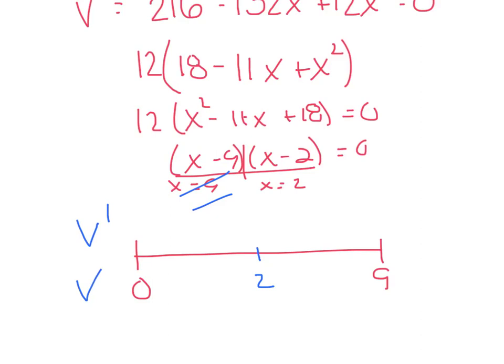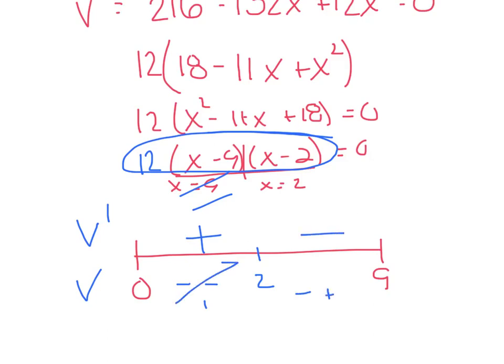V prime and V. And this is where I'm plugging mine into this nice cleaned up version there. Oops, I should have my 12 out front still. If I plug a 1 in, 1 minus 9 is a negative, 1 minus 2 is a negative, and a negative times a negative is a positive. If I plug a 3 in, I get a negative times a positive, which is a negative. So you can clearly see that I am maximizing when x equals 2.